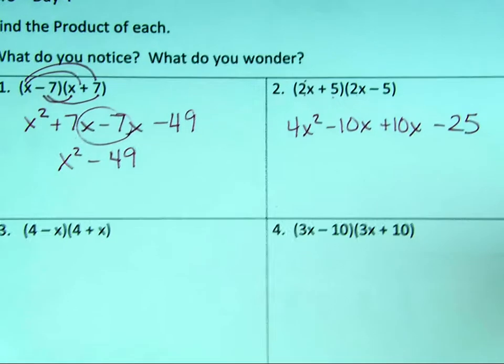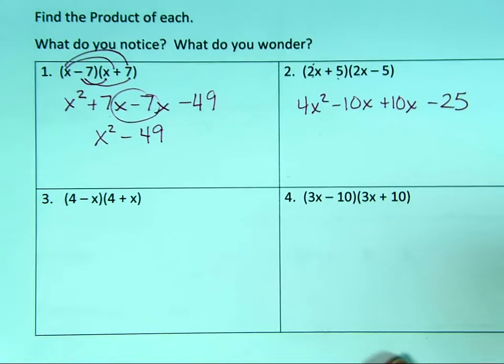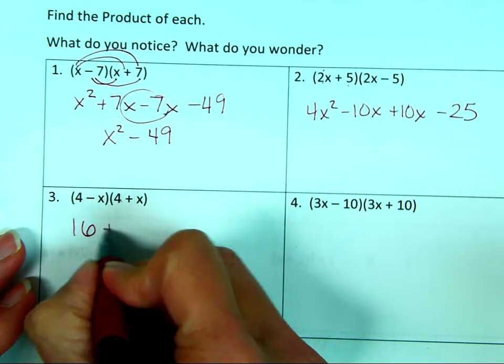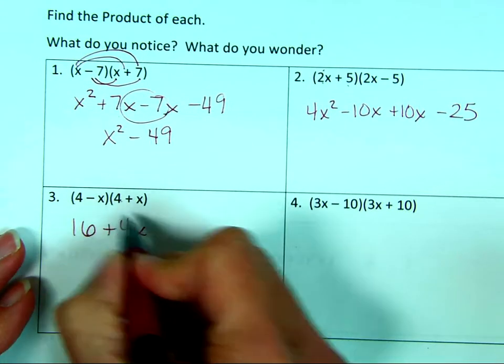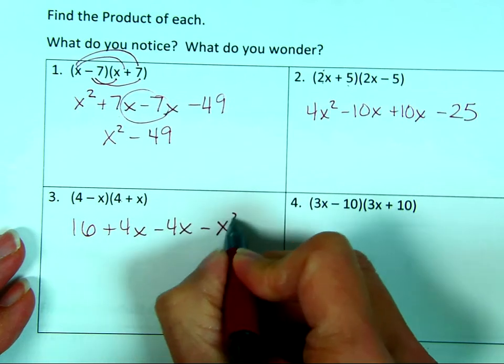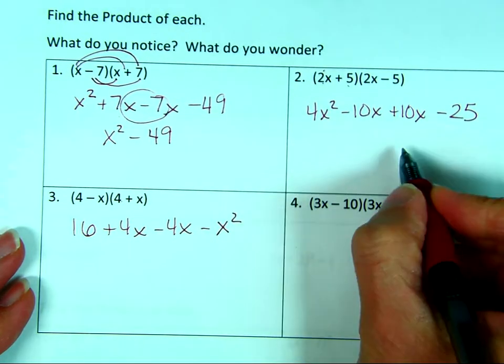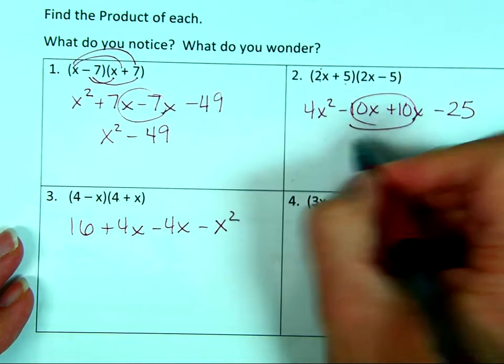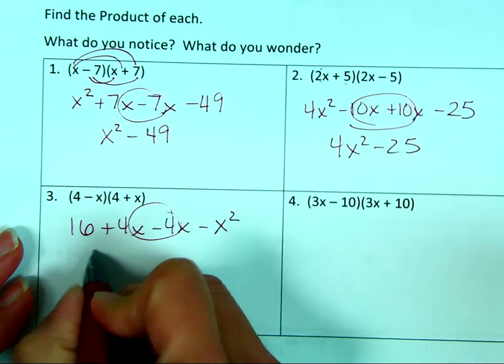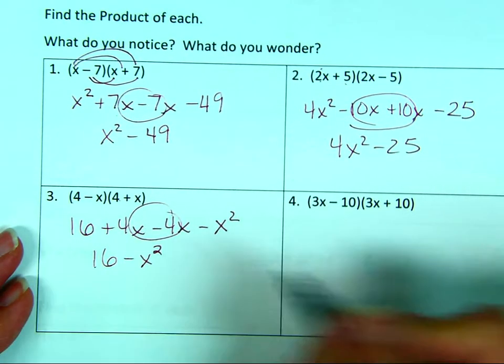Let me zoom out a little. Okay, the next one, 4 times 4 is 16. 4 times x is 4x. Negative x times 4 is negative 4x. Negative x times x is negative x squared. Oh, I forgot to combine like terms here. Sorry. That's a big 0, so I end up with 4x squared minus 25. That's a big 0, so I end up with 16 minus x squared.